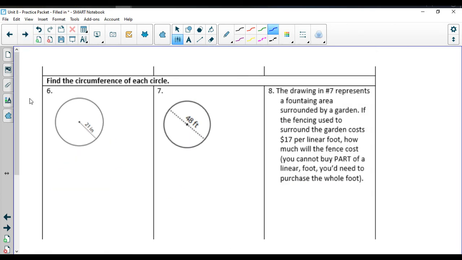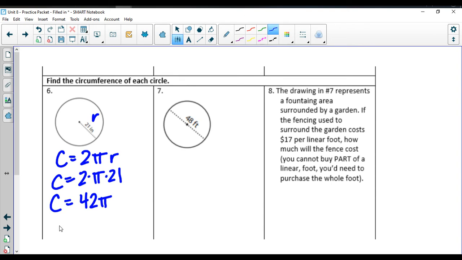For number 6, we're finding the circumference of our circle. Circumference is equal to 2 times pi times the radius. This is my radius, so I'm doing 2 times pi times 21. For the circumference, 2 times 21 is going to give me 42 pi. And then we're going to go ahead and multiply that by 3.14, giving me 131.88 inches.